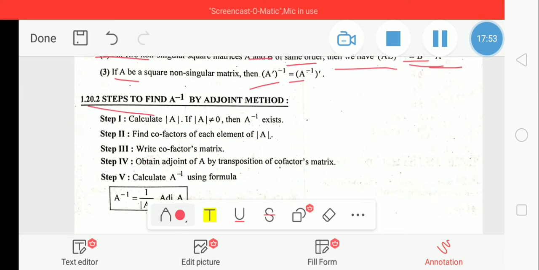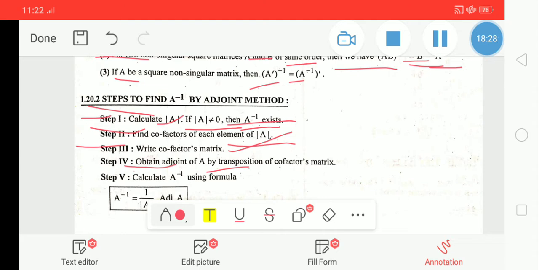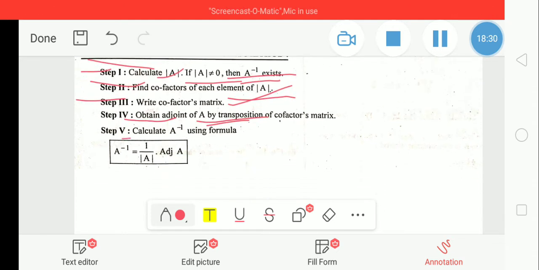Now step 2, finding A inverse by the adjoint method. How to find A inverse? By using the adjoint method. For step 1, calculate mod of A, means determinant of A. If mod of A is not equal to 0, then A inverse exists, otherwise not. Now find the cofactor of each element of A, write the cofactor matrix P, obtain adjoint of A, means P transpose, that is the adjoint of A, then calculate A inverse.